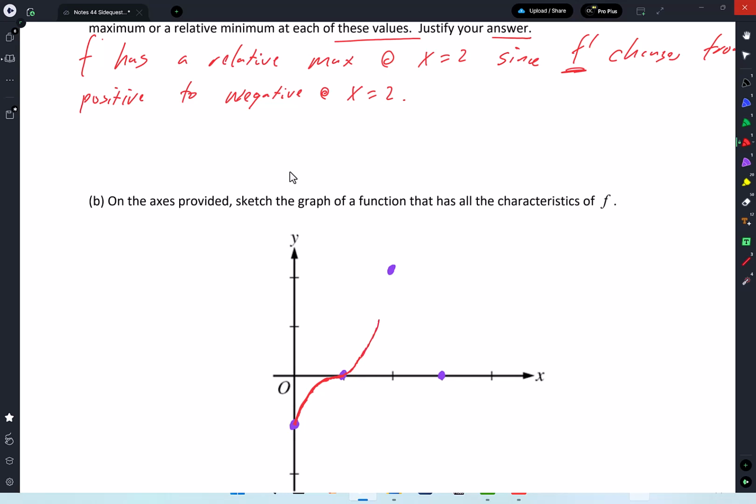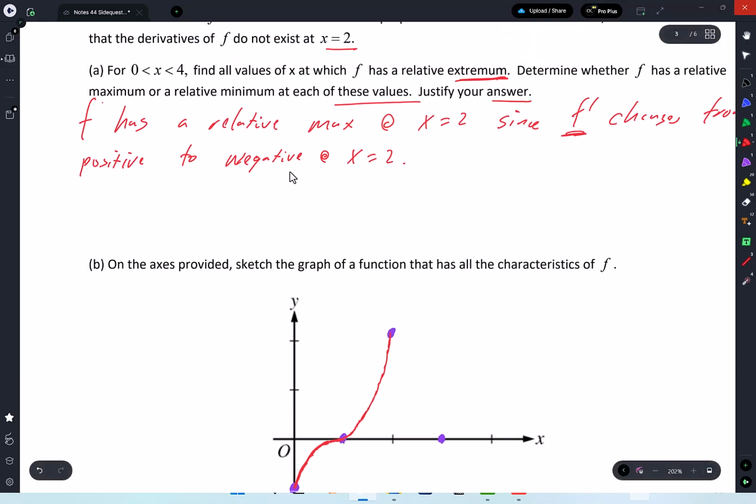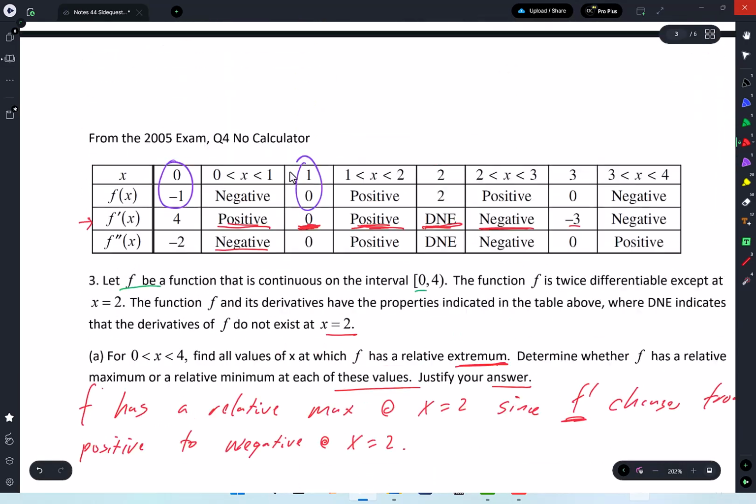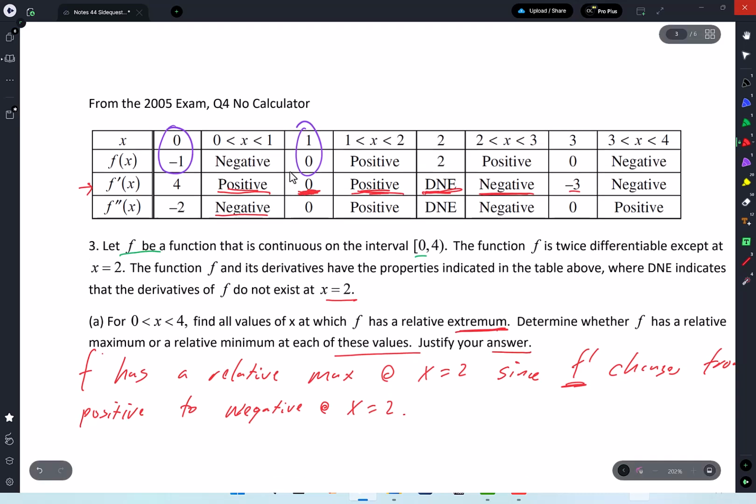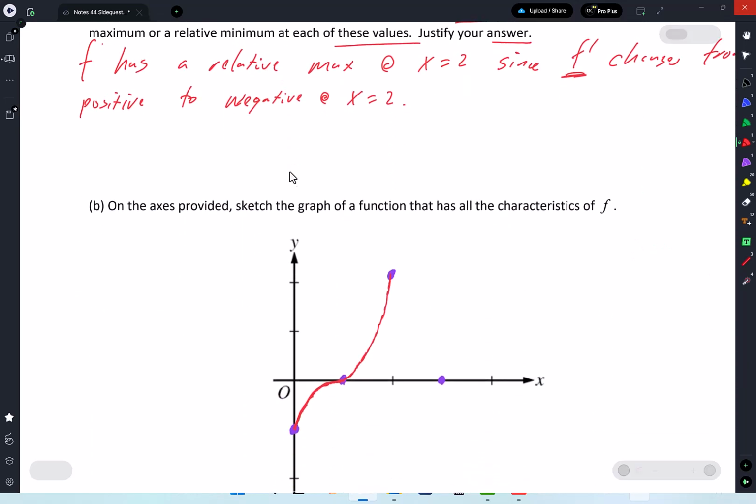Pretty steep. Boom. There it is. Increasing, concave up. I have a corner at x equals 2. Perfect. So now between 2 and 3, f prime is negative, so I'm decreasing, and f prime prime is also negative. So decreasing, concave down. It's going to look like a shark fin.